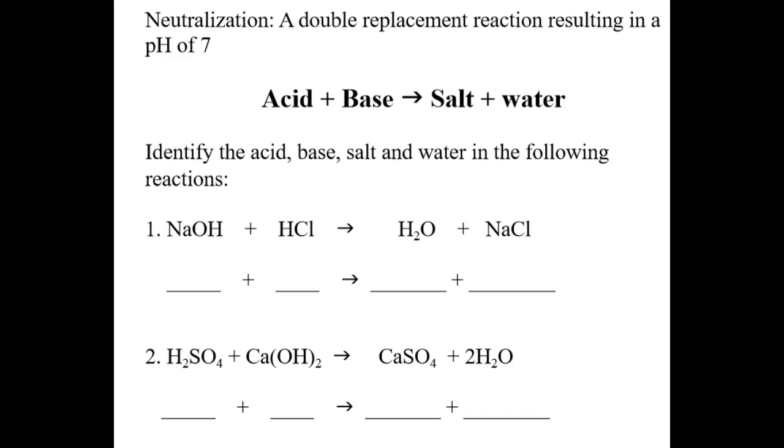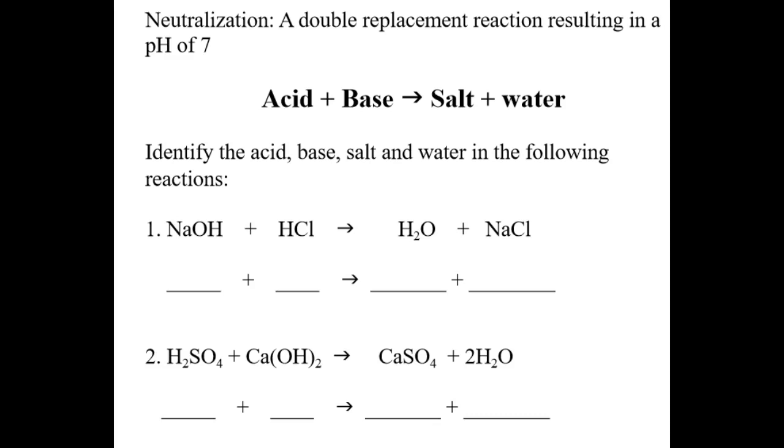So neutralization reactions are a special kind of double replacement reaction. We know that in a double replacement reaction, we always have a binary compound. Binary means that there's two parts. So we'll have the positive ions and the negative ions swap their partners.